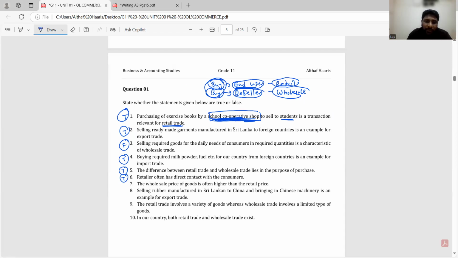The wholesale price of goods is often higher. No. Wholesale price is less because of large quantities. Large quantities get a discount. So that is false. Selling rubber manufactured in Sri Lanka to China and bringing in Chinese machinery is an example of export trade. No, no. Selling rubber manufactured in Sri Lanka to China, yes, it is export trade. Bringing in Chinese machinery is not export, it is import. So that is false.